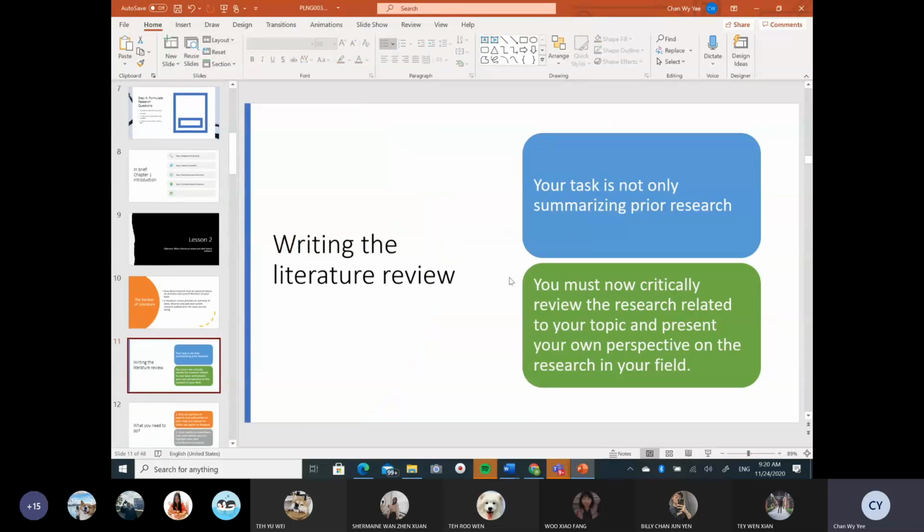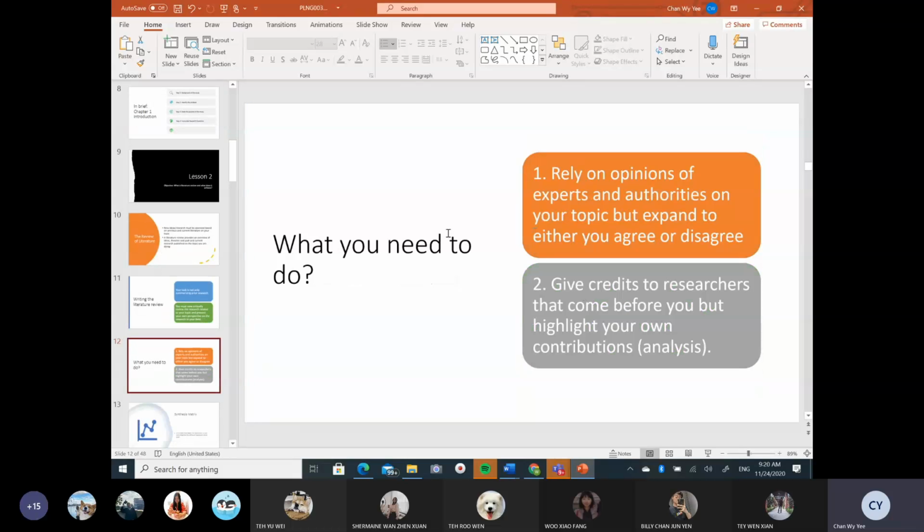When you are writing the literature review, your task is not only summarizing prior research. You must now critically review the research related to your topic and present your own perspective on the research in your field. So what do you really need to do? You need to rely on opinions of experts and authorities on your topics, but expand on whether you agree or disagree. But it's not like your argumentative essay, where you write "therefore I agree" and all that. You don't write it that way.